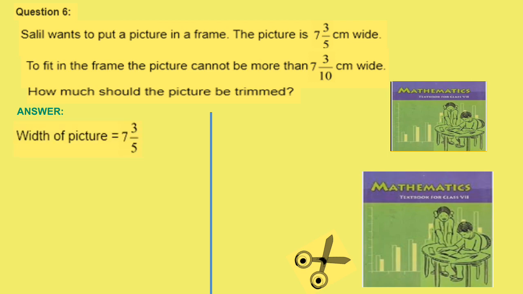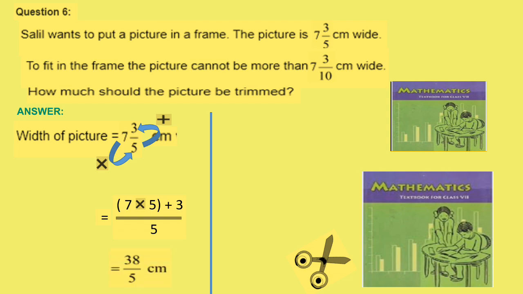Okay, let's solve the problem. First I'll write the width of the picture. So 7 3 by 5 centimeter. So this is in mixed fraction. I'm going to change it into an improper fraction. 7 into 5 plus 3 by 5. 7 5s are 35, 35 plus 3 by 5. That is 38 by 5 centimeter. I have written like this. So the width of the picture is 38 by 5 centimeter.